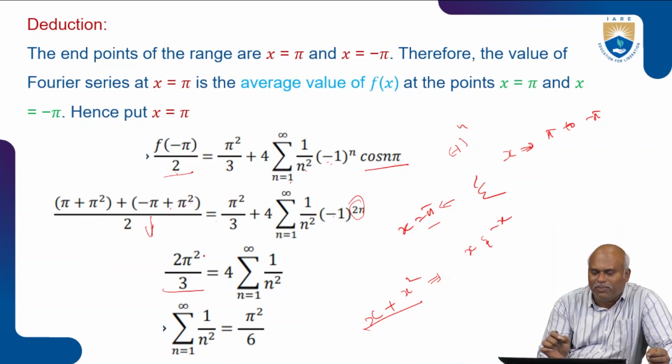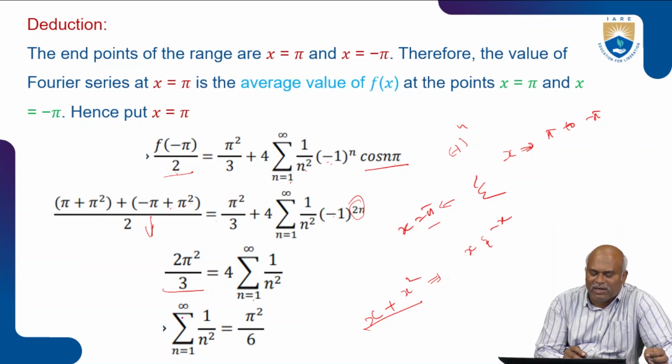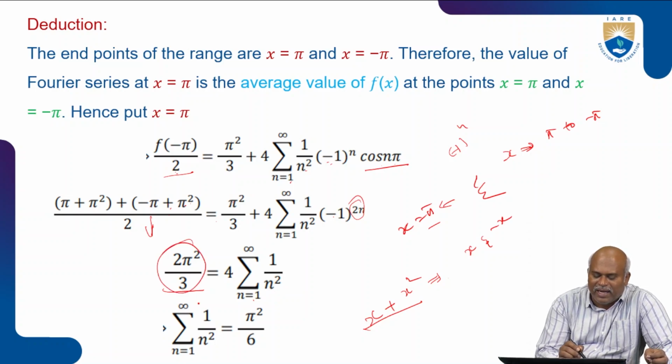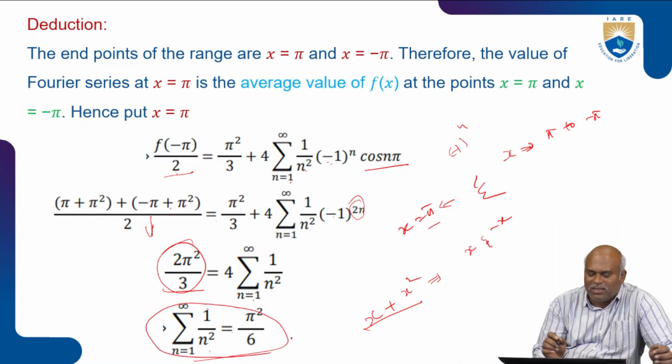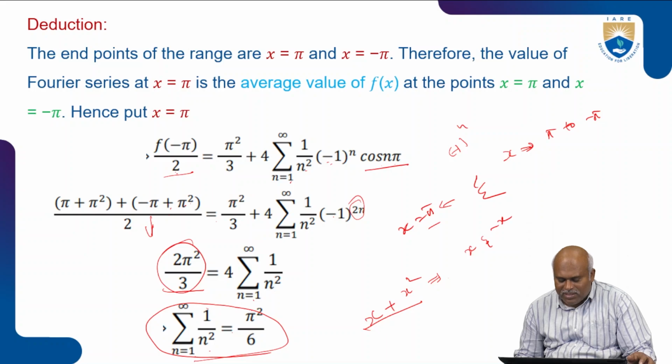What is it? 2 pi square by 3 plus that value is equal to 4 summation of n equal to 1 to infinity 1 by n square. Then finally I concluded this value, I write as summation of n equal to 1 to infinity 1 by n square equal to pi square by 6. So this is what we are going to receive from the equation, that is the deduction point.